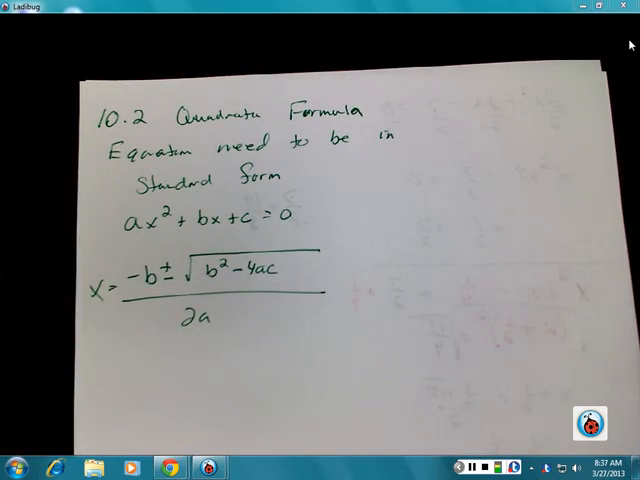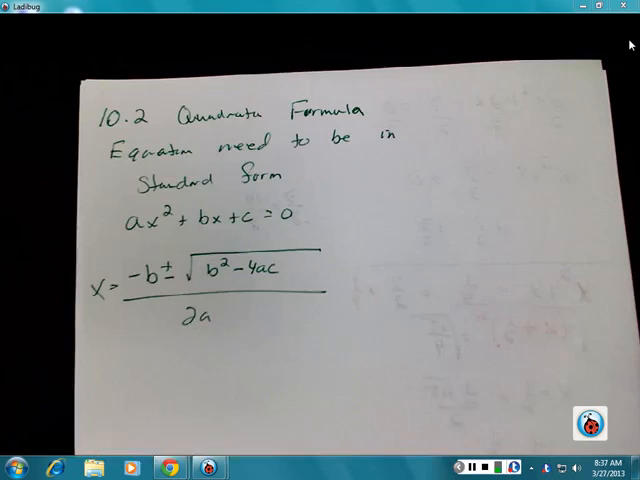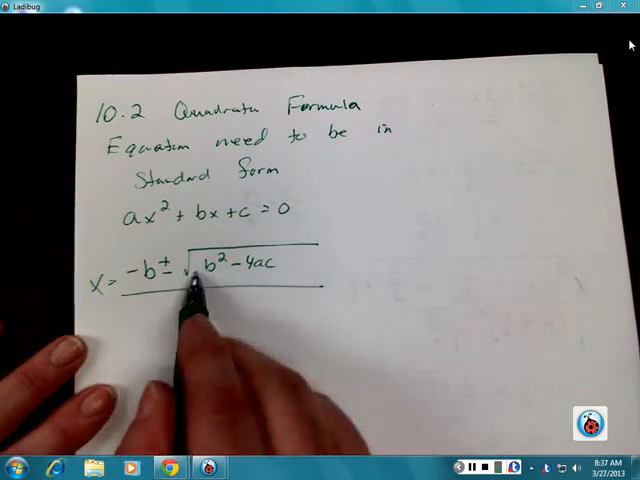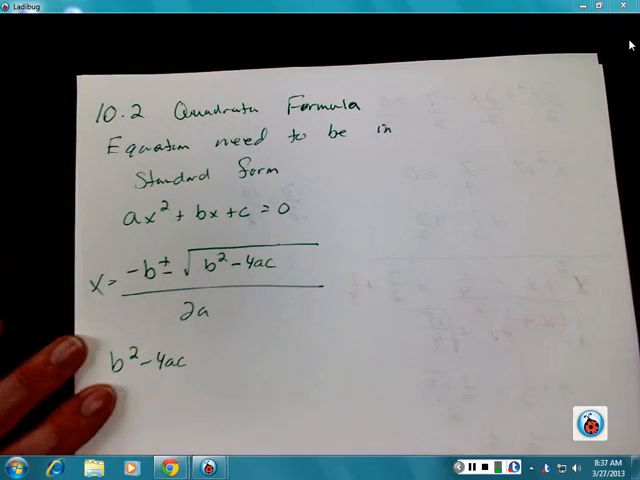And the reason you guys like it is because you don't have to worry about manipulating anything. You don't have to look for perfect squares. You don't have to look for factoring. You just find out what a is, what b is, and what c is, plug it in here, and end up solving it. Okay? Now, under this piece alone, right here, this b squared minus 4ac, that is called the discriminant.